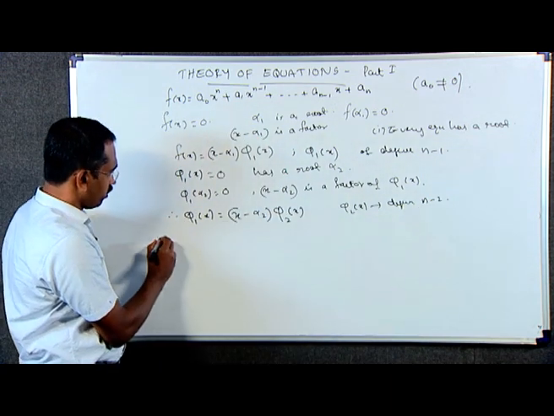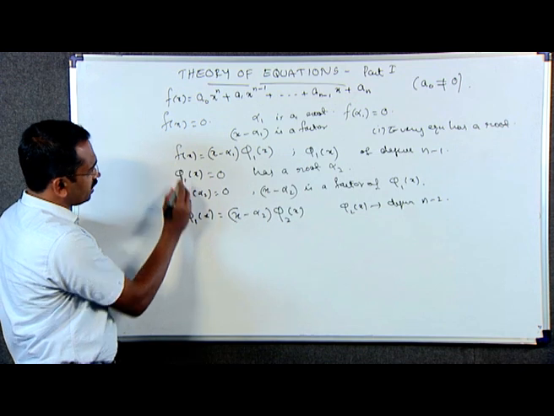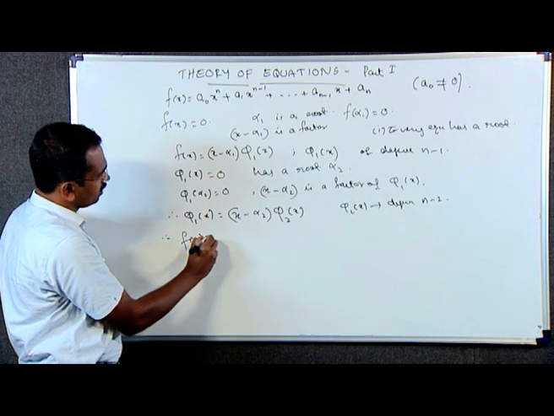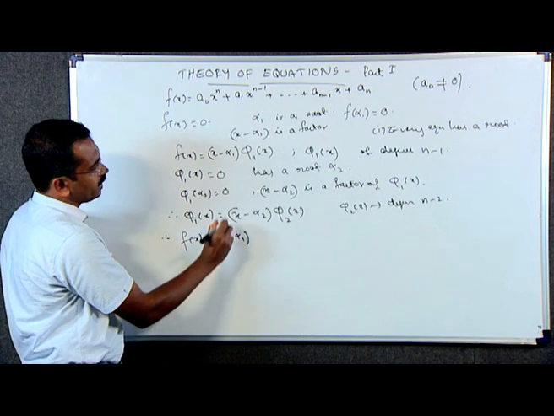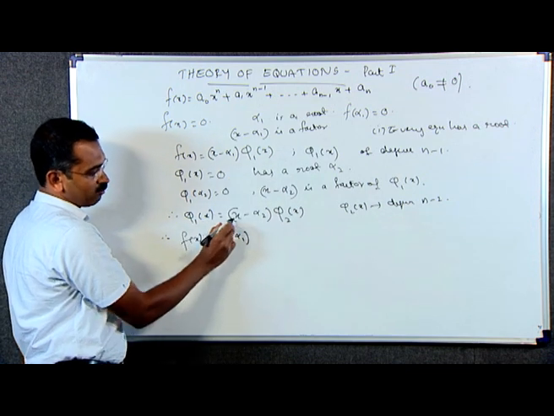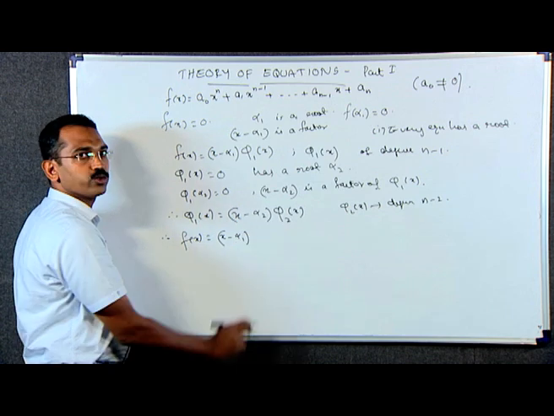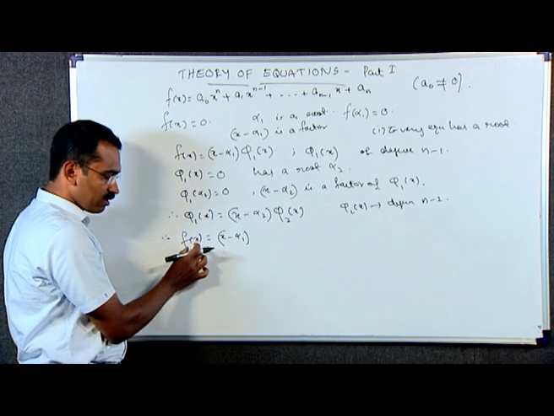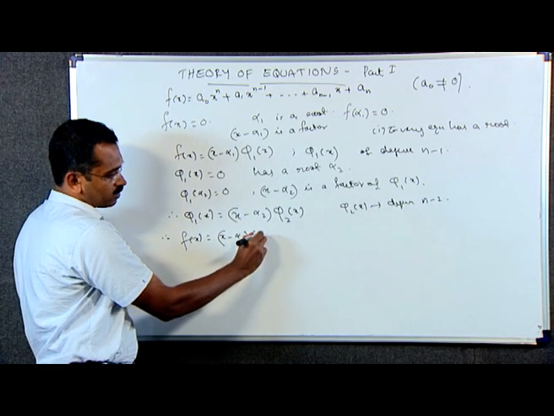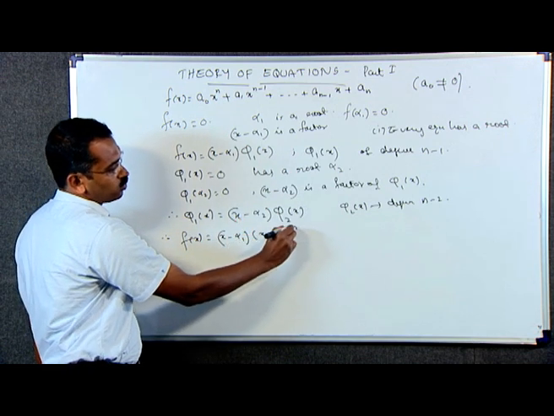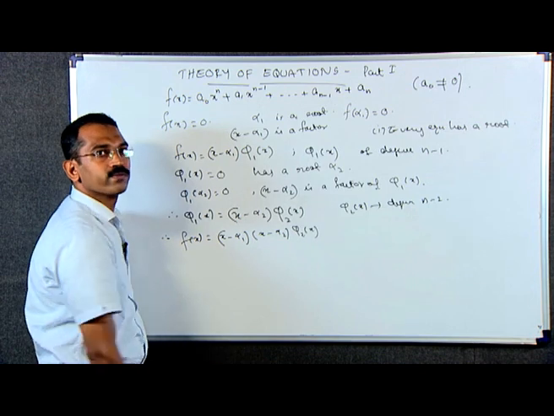Therefore, we can write f of x as f of x is equal to x minus alpha 1 into phi 1 of x, where phi 1 of x is x minus alpha 2 into phi 2 of x. That is, f of x is equal to x minus alpha 1 into x minus alpha 2 into phi 2 of x.